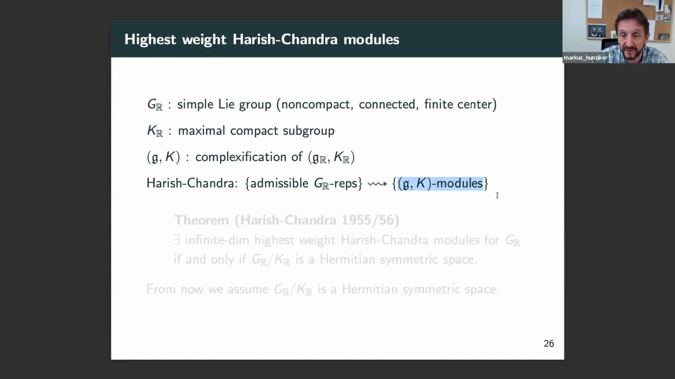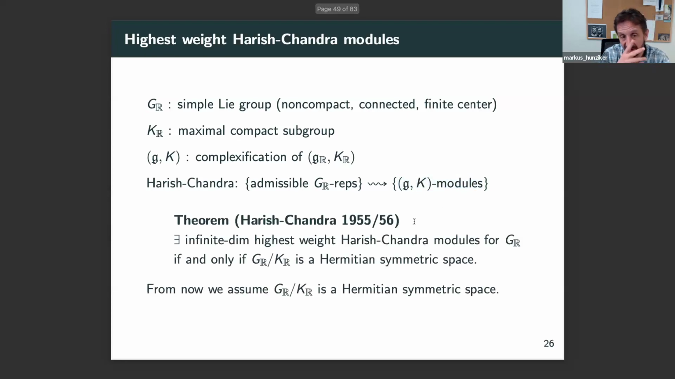And mostly I work in the algebraic side of representation theory. A famous result also of Harish-Chandra is that there exist infinite dimensional highest weight Harish-Chandra modules. So these are highest weight modules, so quotients of Verma modules, if and only if this GR mod KR is a Hermitian symmetric space. So similar to the example I looked at earlier. From now on, GR mod KR is always a Hermitian symmetric space.